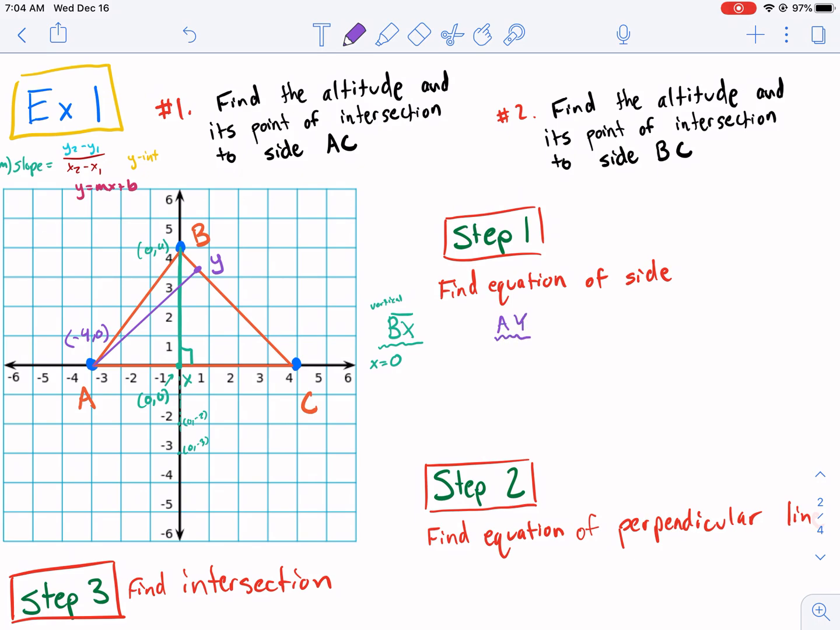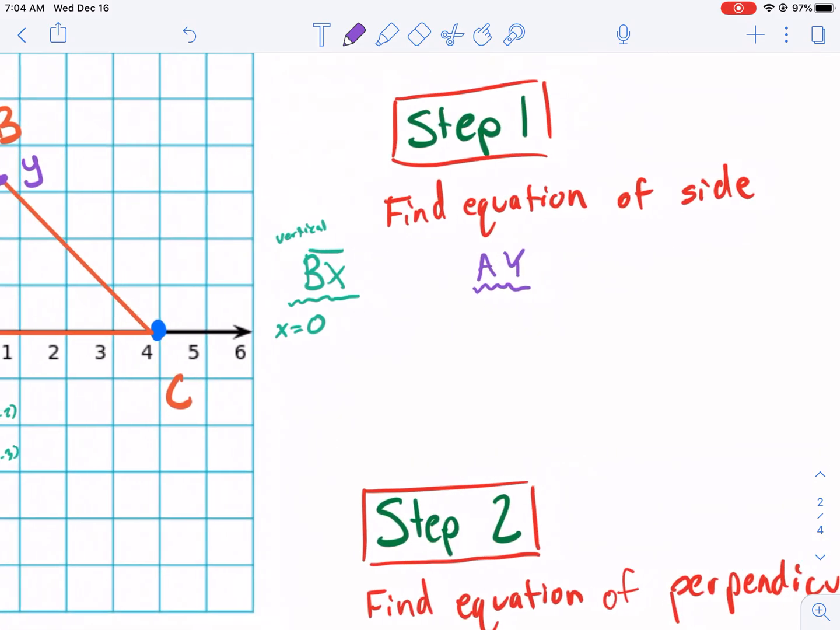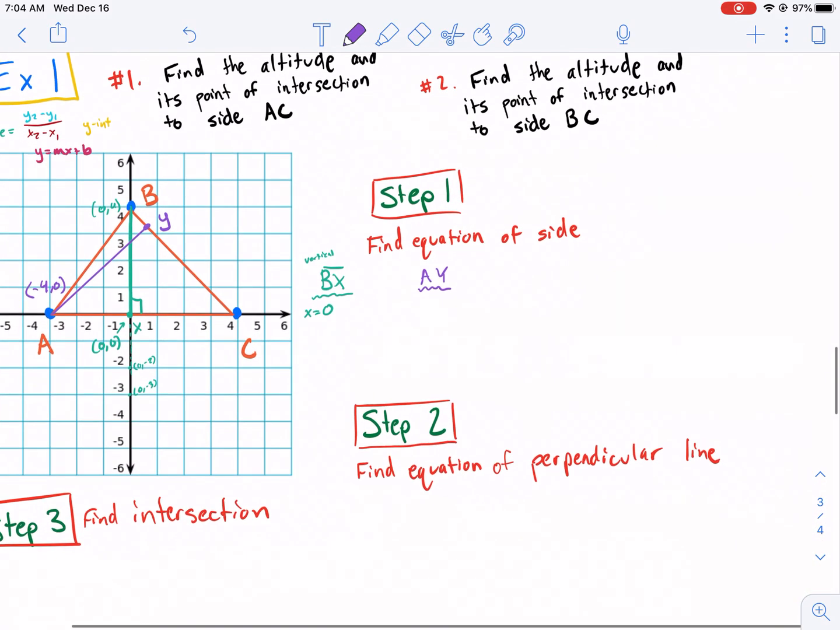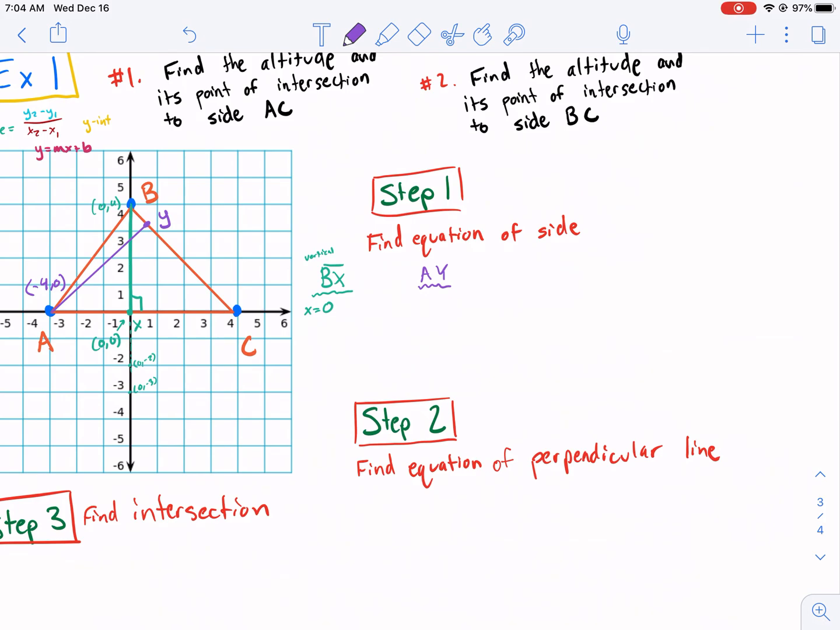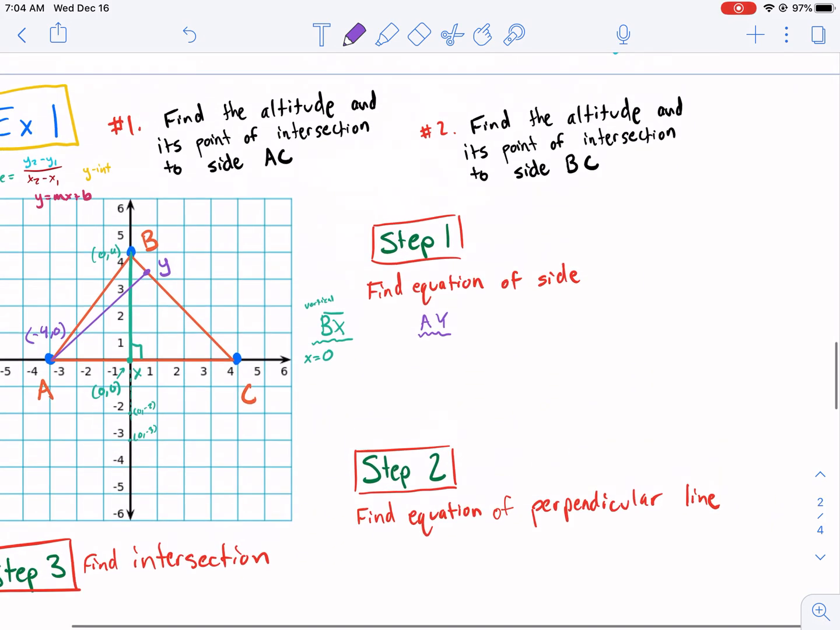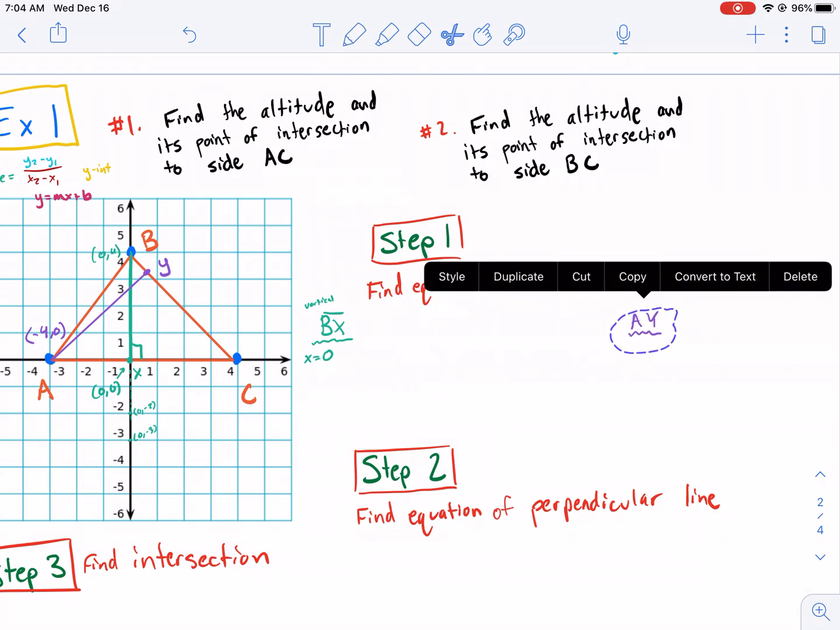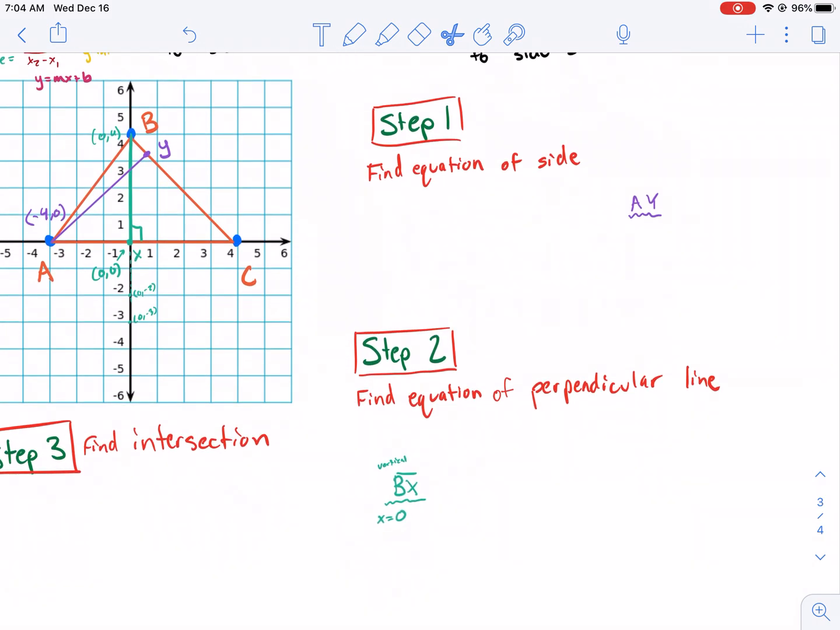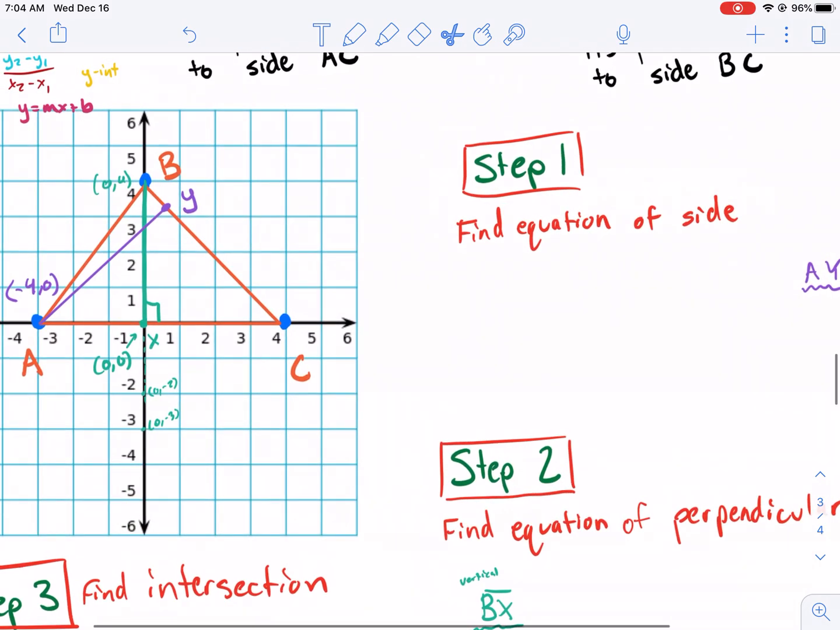Okay, we're going to call this AY. Now, how do we find the equation of AY? Well, in order to do that, we have to, oh, I see, I kind of messed up. I kind of combined things, so in BX I did it all in one. I already have the equation of the line. Find the equation of the perpendicular line, I already did that. Okay, the equation of a side.